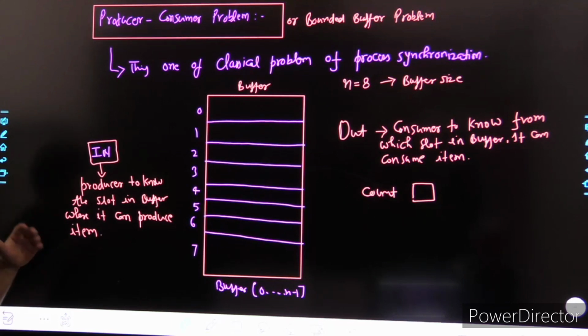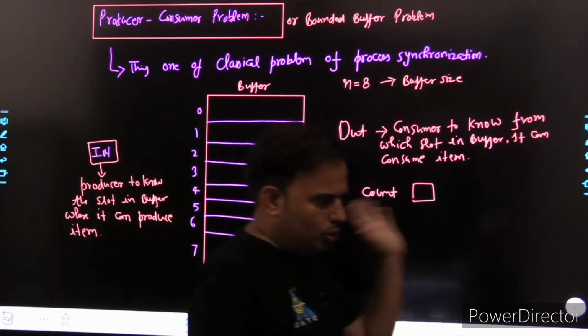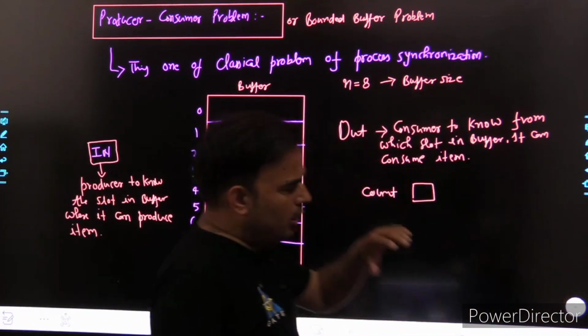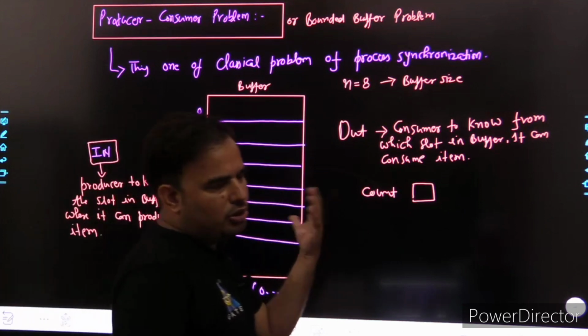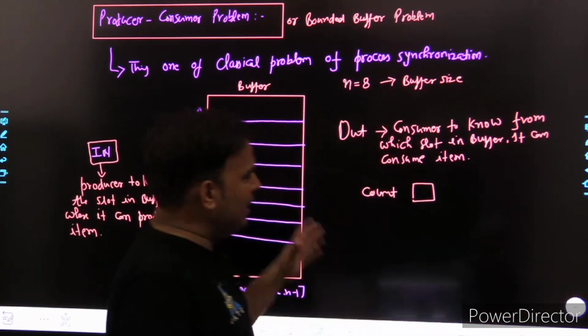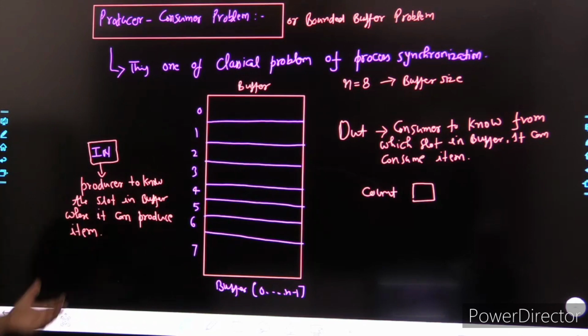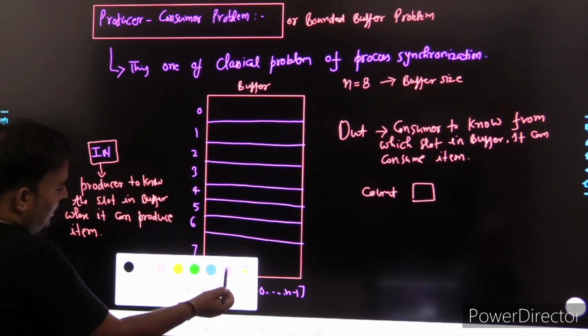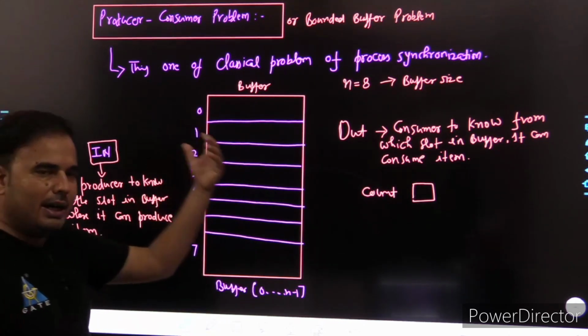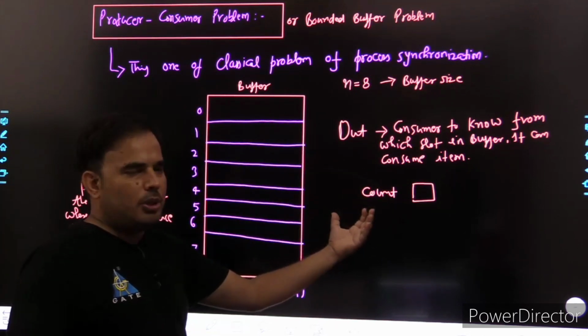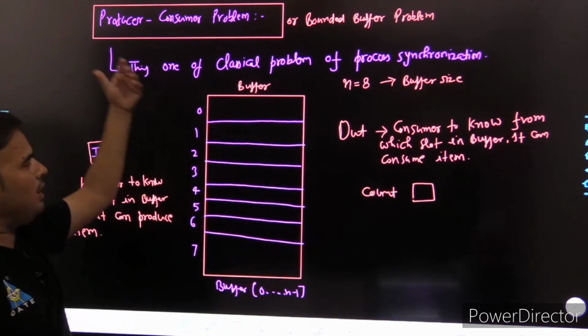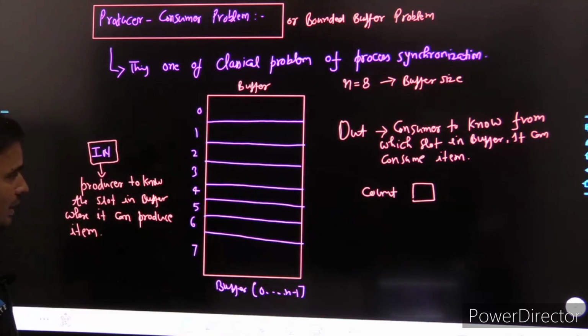These are basic points related to the producer consumer problem, my dear friends. There are two global shared resources used by consumer and producer: buffer and count. Buffer is used by both the processes, producer and consumer, and count is also used by both. So these are the global shared variables. I hope you understand clearly.